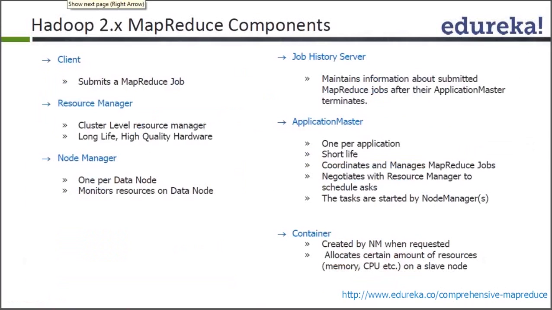Fantastic. Let's move on. So these are all the different components we have in MapReduce. I have just explained that to you. It's better to put that into a document. So the client is a person who submits a MapReduce job. The resource manager is a cluster level resource manager, long life, high quality hardware. The node manager is one per node which monitors the resources on the node. He will interact with the resource manager for getting the resources. The capacity scheduler will also come into picture at that time. The job history server only maintains information about the submitted MapReduce jobs after their application master terminates.